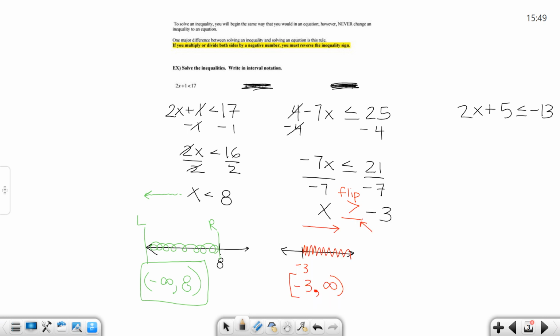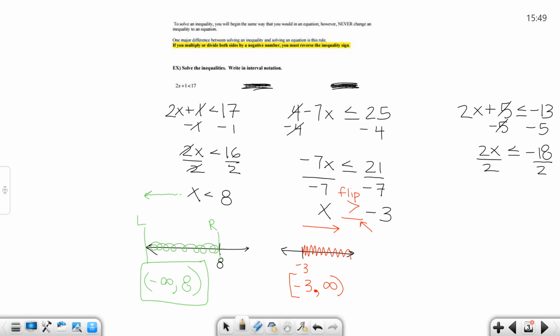Okay, looking at your last one, we'll work it the same way. I'm going to subtract 5 from both sides. This one's a tricky one. So 2x is less than or equal to a negative 18. I'll divide both sides by 2, and I do not flip it.